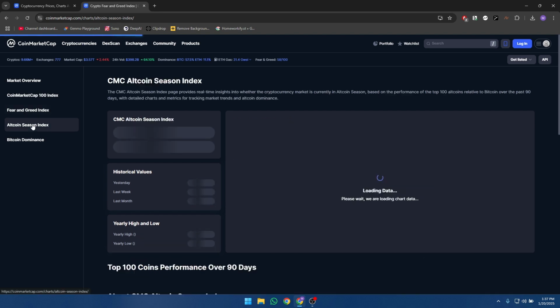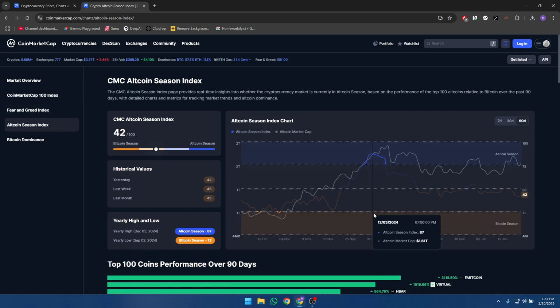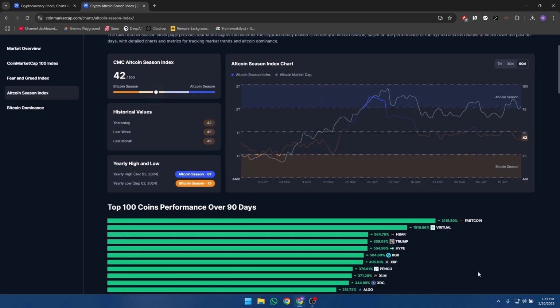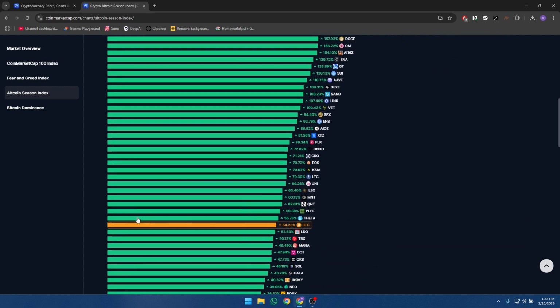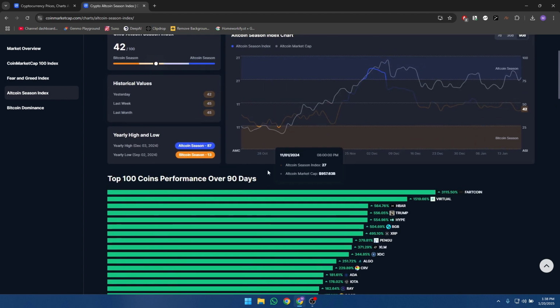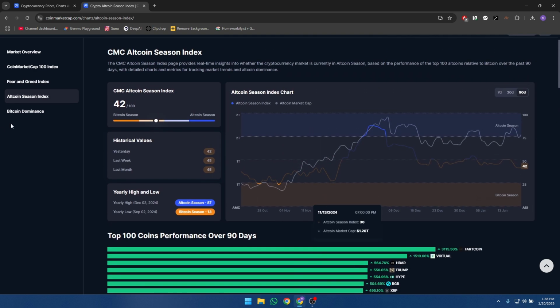And the Altcoin Season Index, same thing. You could see the charts and you could see all these assets right here that have performed really well over the 90 days. So obviously these keep on changing, but there are some pretty good coins here that have done pretty good. And you can see Bitcoin right here. So all these assets are outperforming Bitcoin as of the 90-day time.